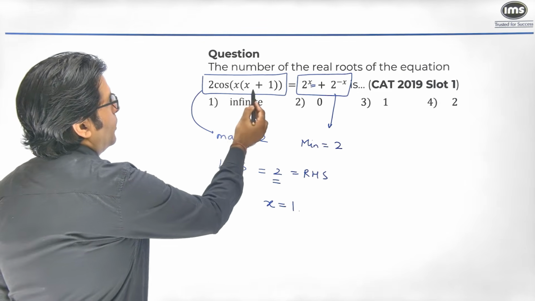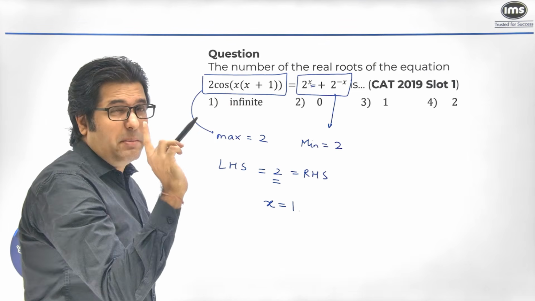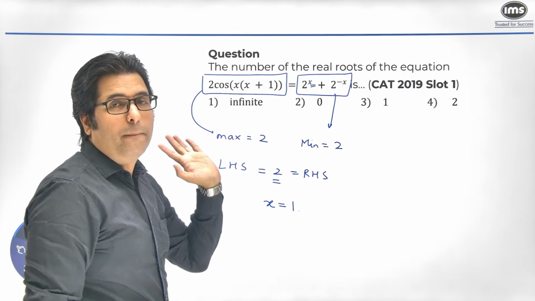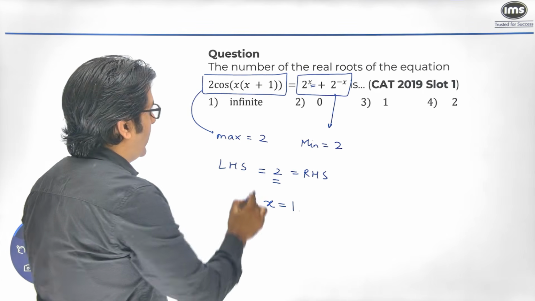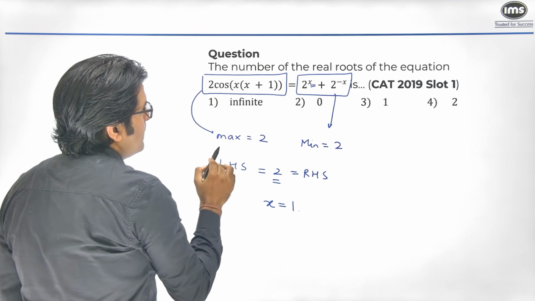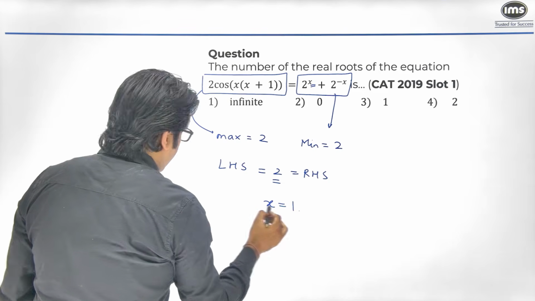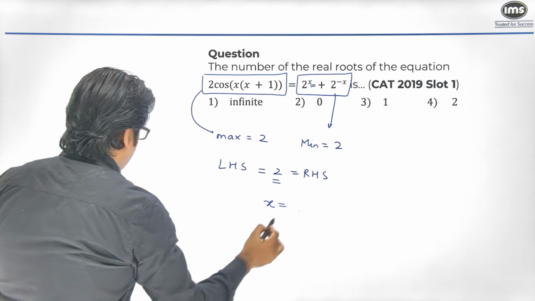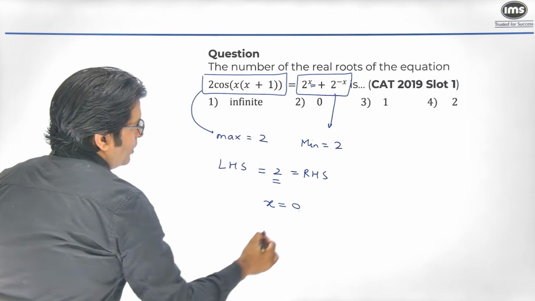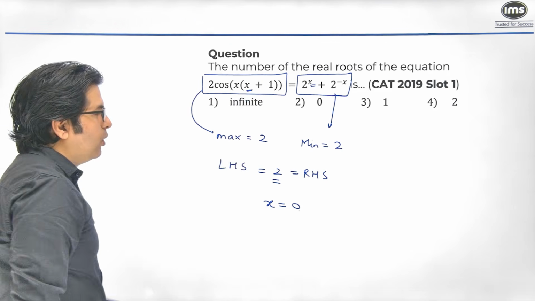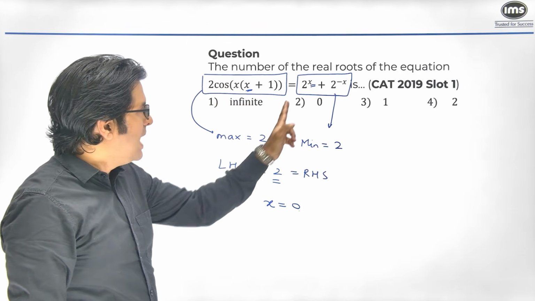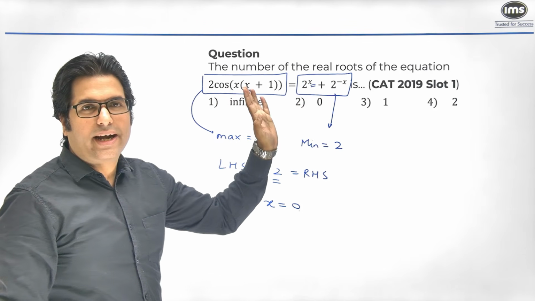Let's put the value in and justify. And please remember to justify always, because you might have the right hand side getting justified, but the left hand side might not be. So this happens only at the value of x equal to 0. If you put x equal to 0, you will get 2 into cos of 0, which is equal to 1. So 2 into 1 is 2. And when you put x equal to 0, again the right hand side is 2.